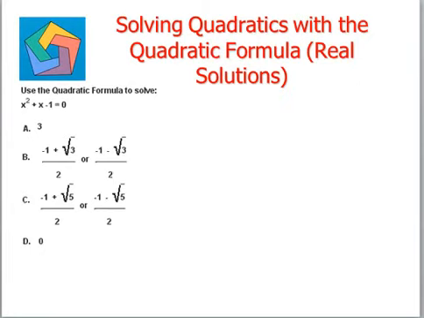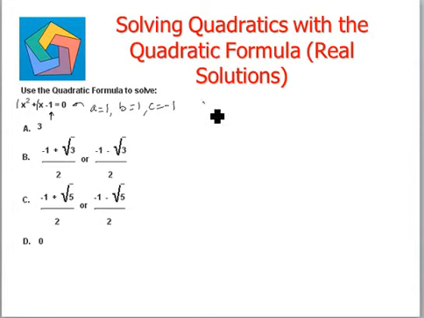Let's make it easier in the next question. Using the quadratic formula to solve the given quadratic equation, x squared plus x minus 1 equals 0. So we'll write a equals 1. The coefficient of x squared is a, that is 1 in this case. b is also equal to 1, the coefficient of the x term. And c equals negative 1, which is a constant.